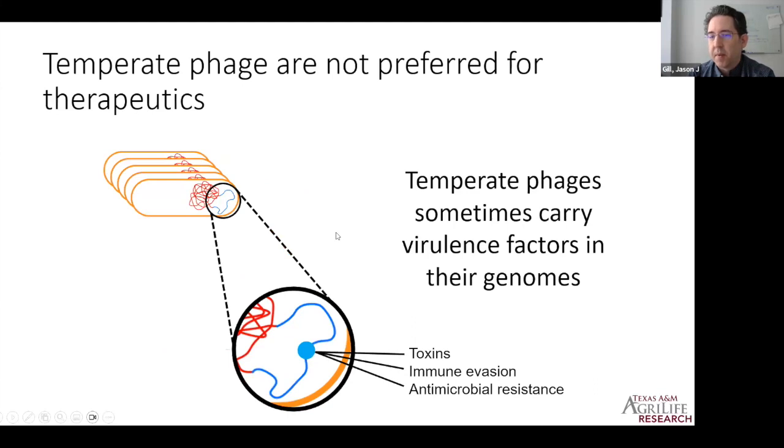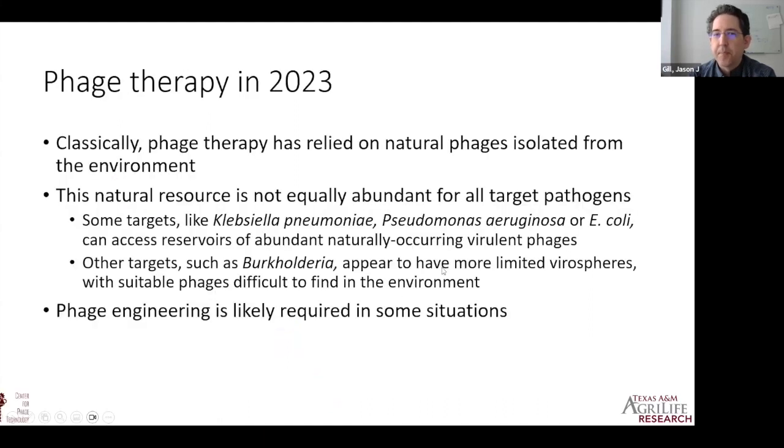Another reason why temperate phages are generally not preferred for therapeutics is that they can sometimes carry virulence factors in their genome. Many temperate phages carry what are called morons. These are accessory genes, often expressed from the prophage state on their own little promoters, so they have their own little transcripts. These can be toxins or things involved in immune evasion or antimicrobial resistance. Some famous versions of this are, for example, Shiga toxin, diphtheria toxin, or cholera toxin, which are expressed from prophages. So this is another reason why temperate phages are generally not preferred.